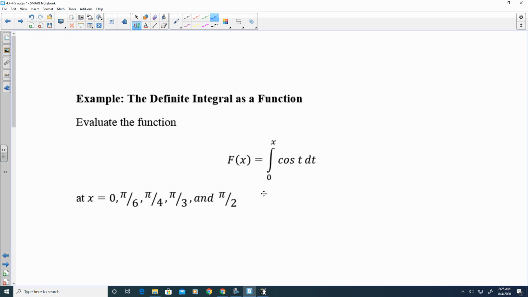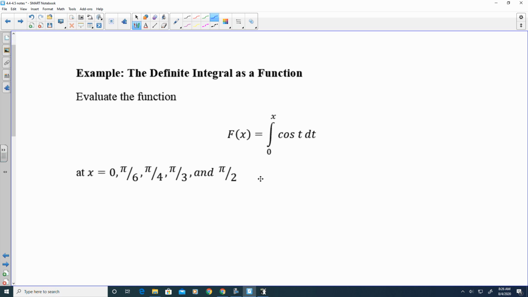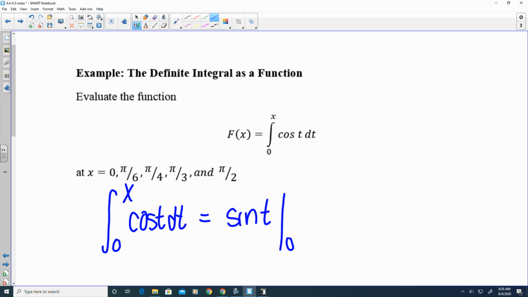So this is an antiderivative question with different values of x to plug in. So first of all, I would like to find out what the antiderivative is from 0 to x of cosine t dt. The antiderivative of cosine is sine. So this would be sine t from 0 to x. If I plug in the top, sine of x, plug in the bottom, sine 0. So this whole thing is actually just sine x.